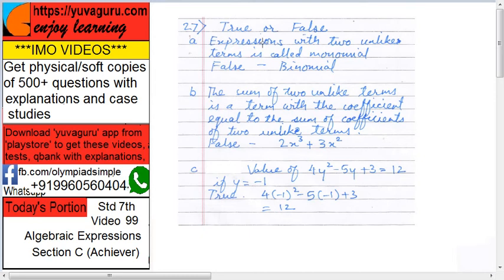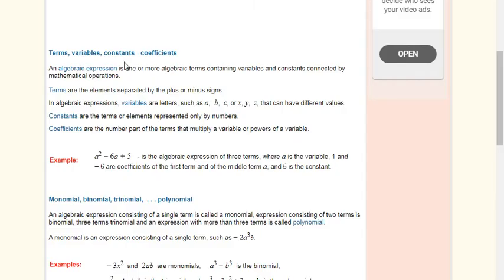State true or false. Expressions with two unlike terms is called monomial. False. Let's clear the concepts over here.